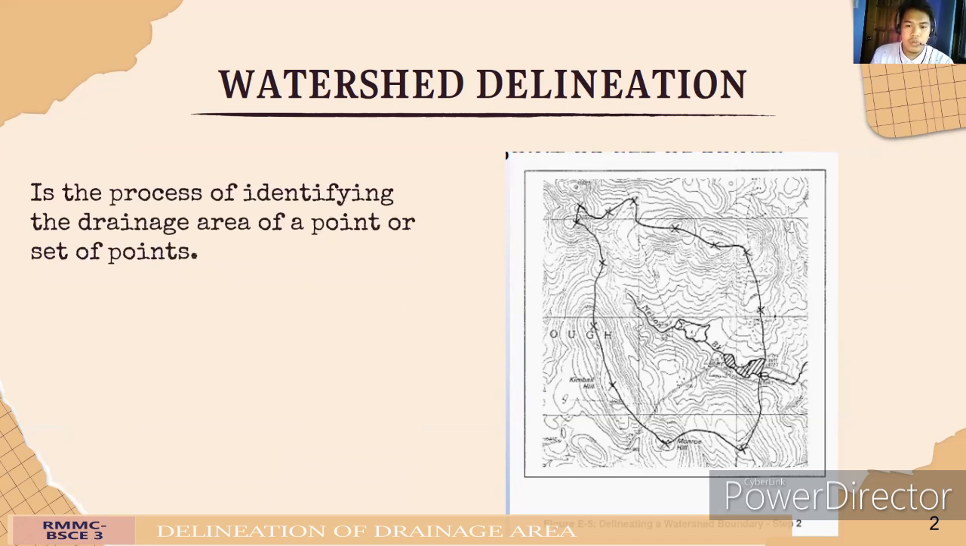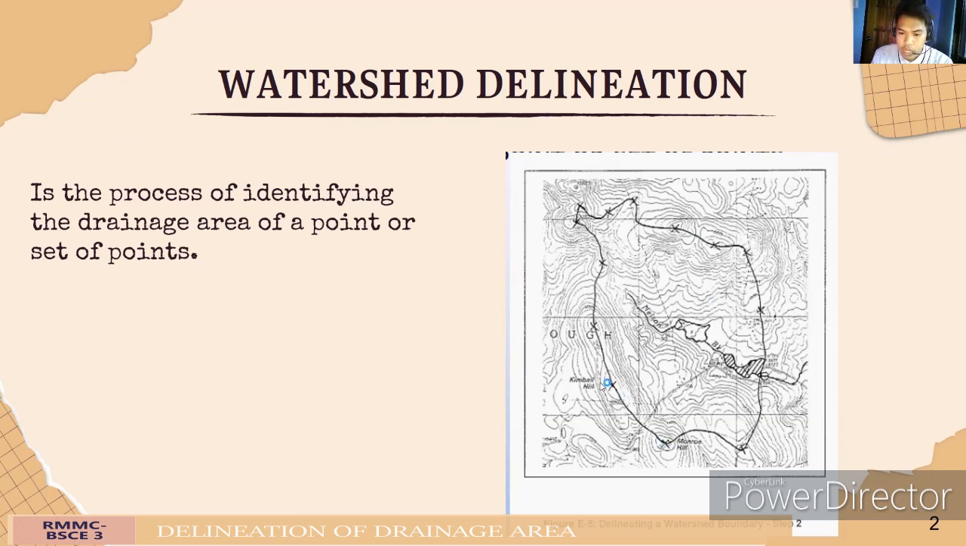Watershed delineation. So let us define what is watershed delineation. It is the process of identifying the drainage area of a point or set of points. As you can see here in the figure, the X marks here is the area of the point or the set of points that we can identify. So it is a topographic map that we can use to locate the watersheds or streams or other bodies of water.